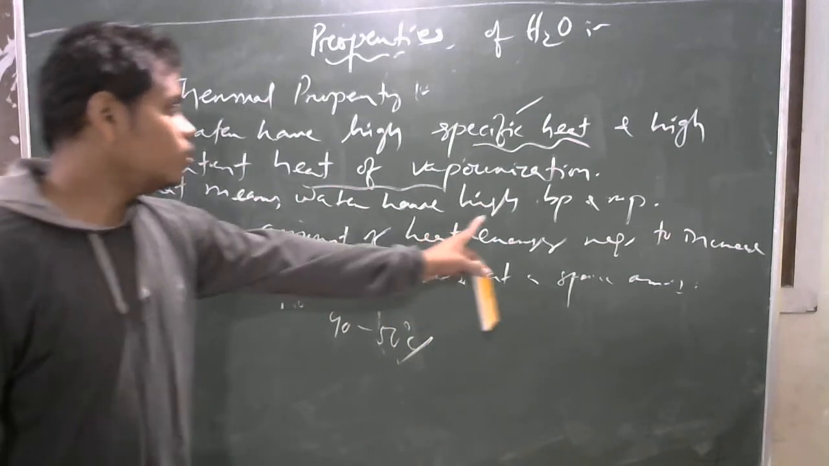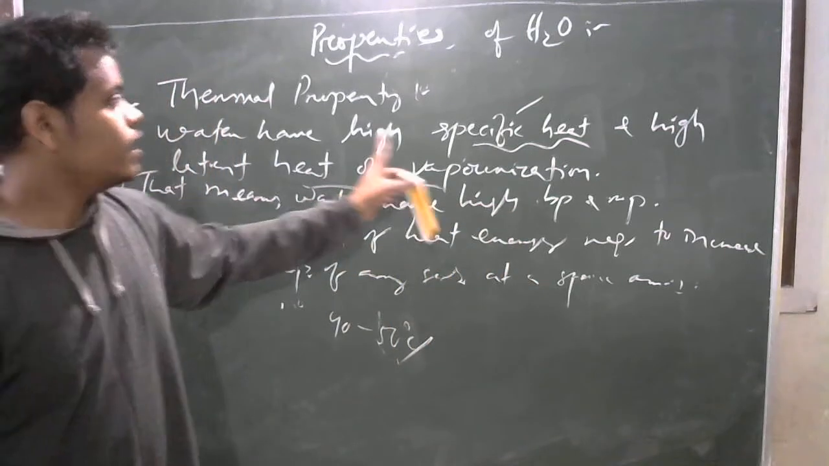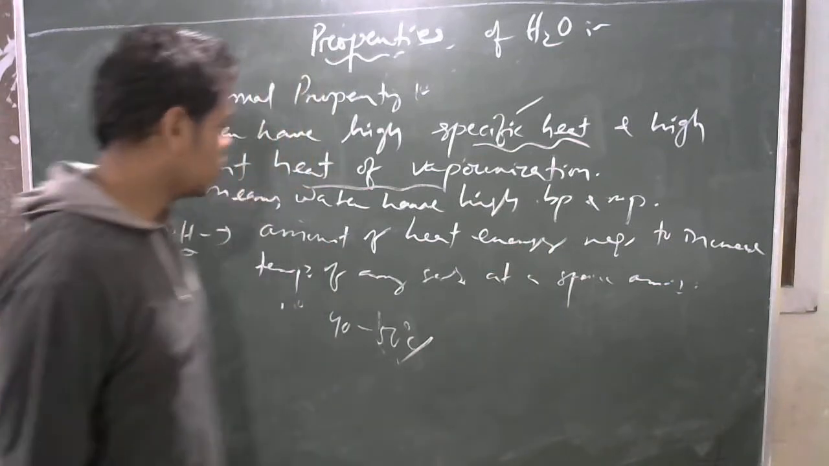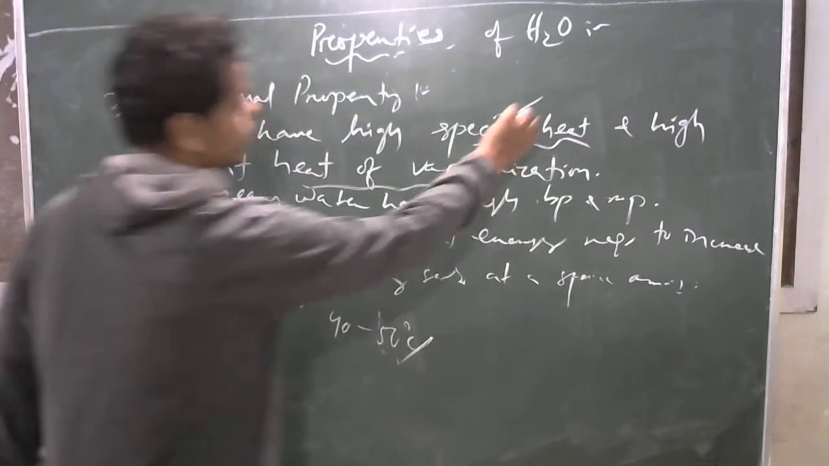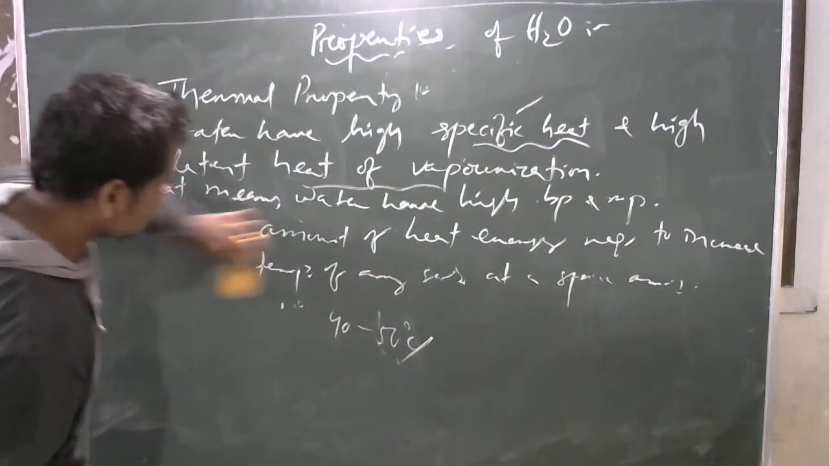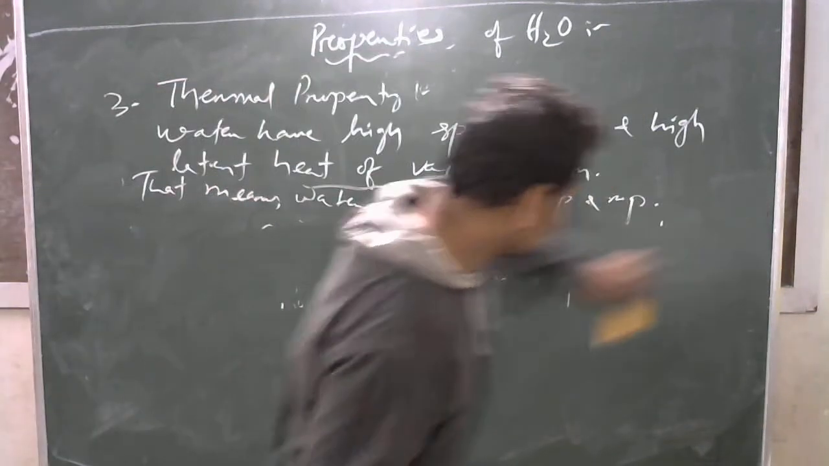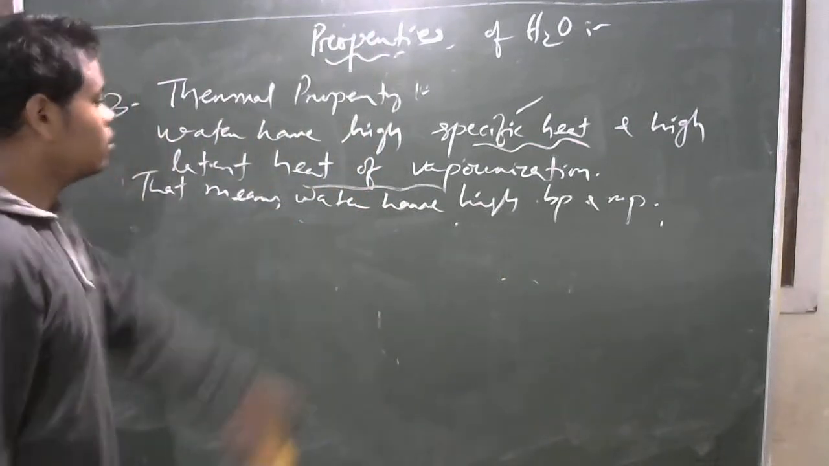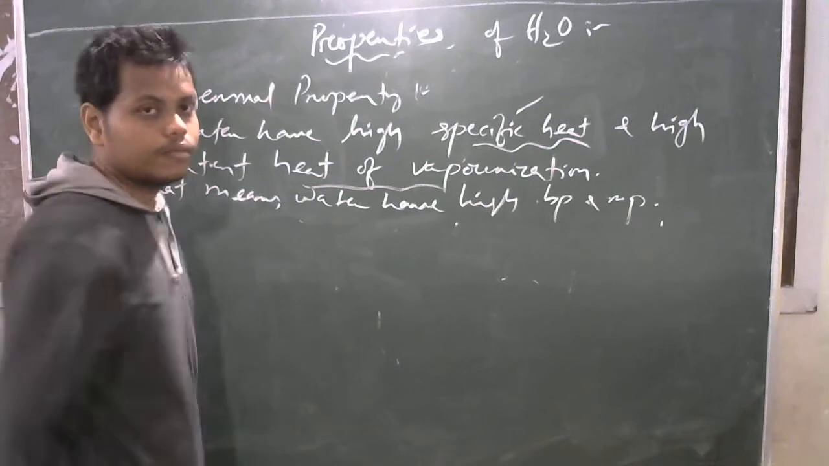So due to the high specific heat, water has a high melting and boiling point. Okay, this specific heat part is clear. Then what is latent heat of vaporization? Okay, what is this latent heat of vaporization?